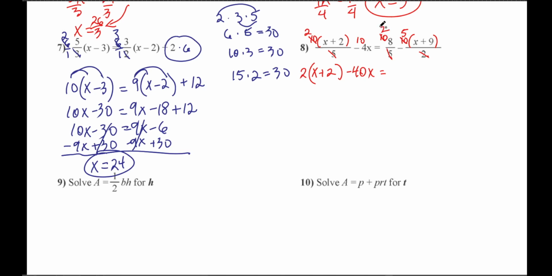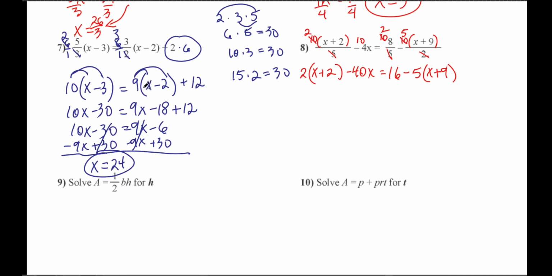Right here, what are we left with? A 2. 2 times 8, 16. Minus, and then this 5 is being distributed through that parentheses. The reason I put parentheses here is because that 5 has to be multiplied by everything inside of here. And it's just a lot easier to show it in parentheses than to remember that you have to multiply it through. I would always put the parentheses in this situation.